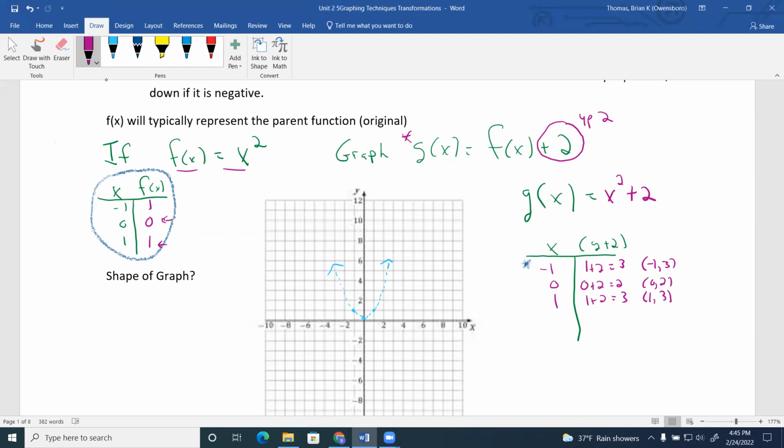So -1, 3 would be here. 0, 2 would be here. And 1, 3 would be here. So notice how my original points have all been moved upward 2 spaces, a shift of 2. And so now my new parabola would be here, and it kind of goes across like so. So my new graph would be that.